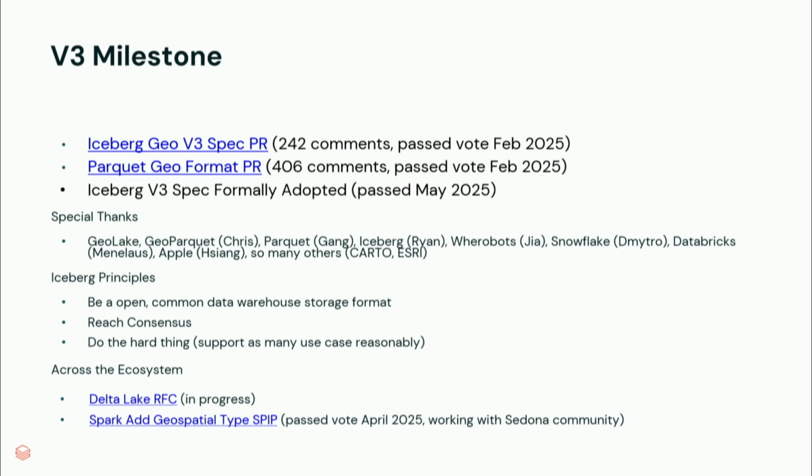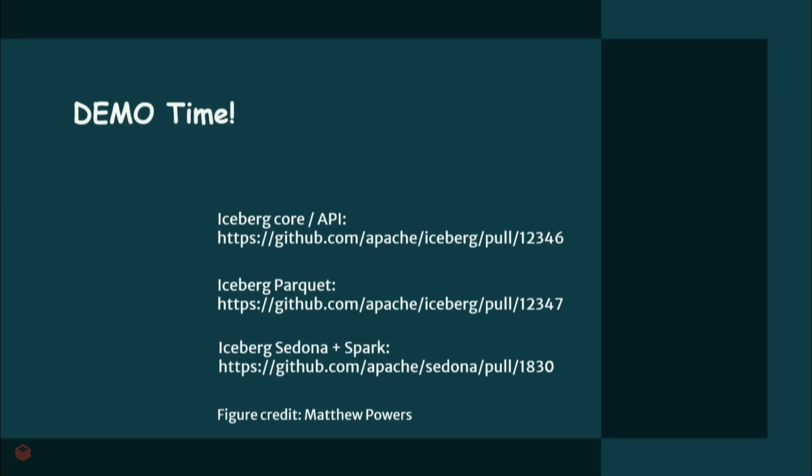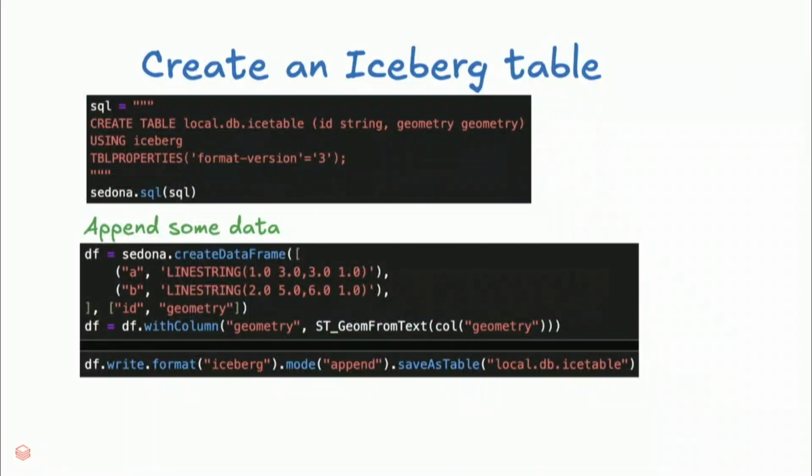Sure. Great, so much meat, right? Now let's talk about some cool demos. The demo I'm going to show you is a combination of these ongoing PRs. It is using Iceberg, Apache Sedona and Apache Spark all together. After all these PRs are merged, you can actually use them in production. So now let's see an example here.